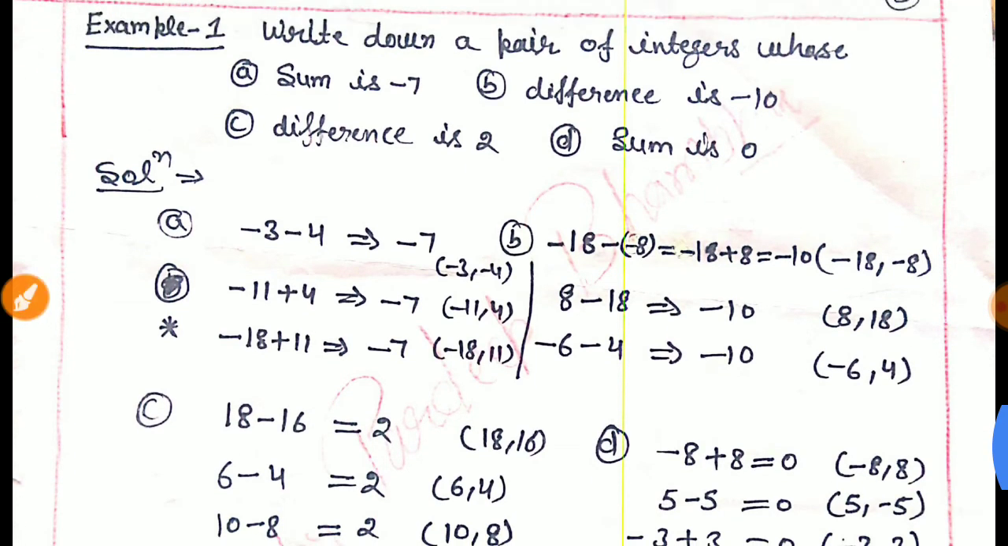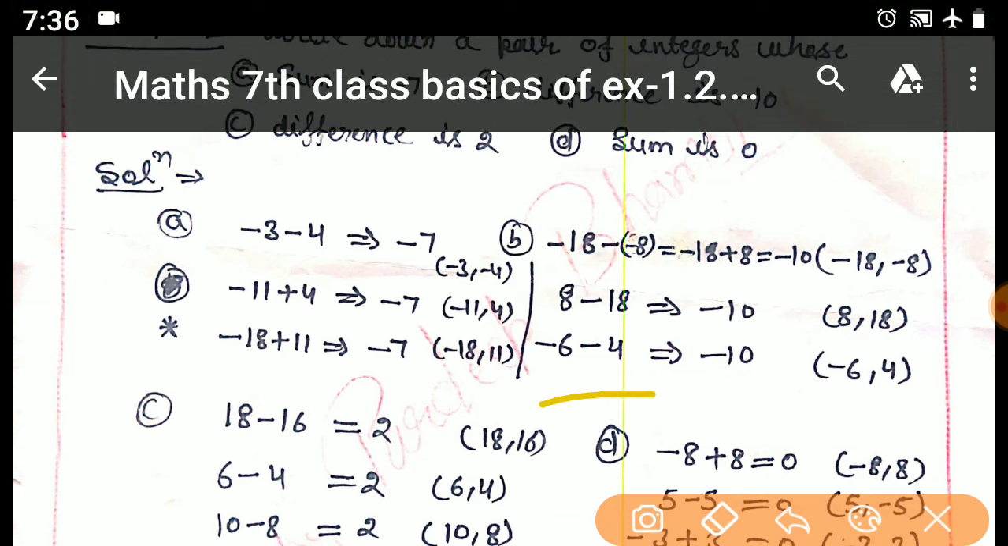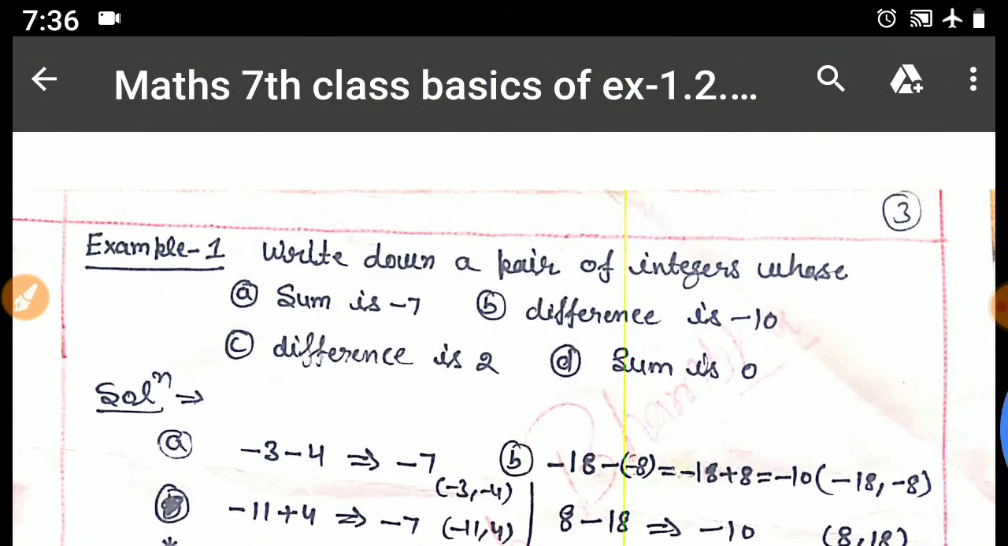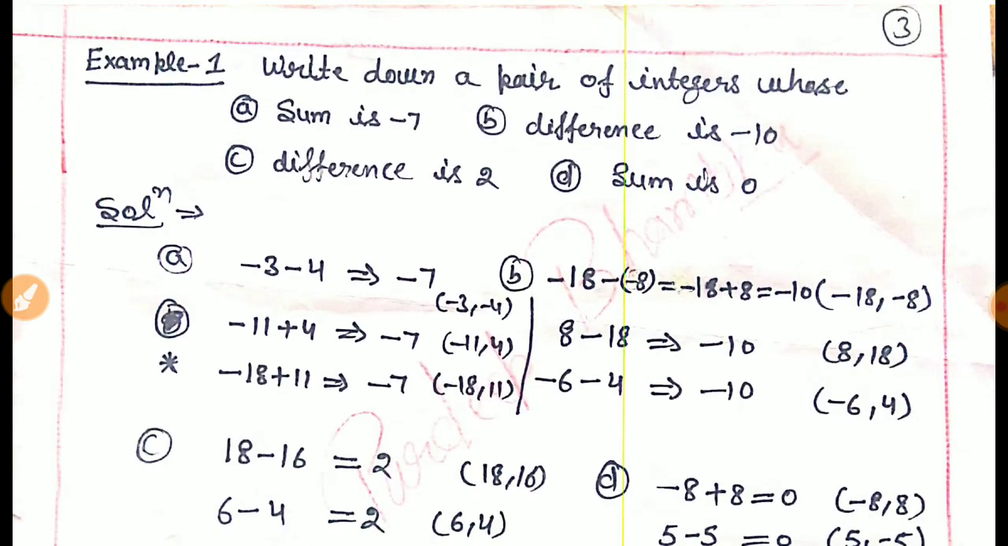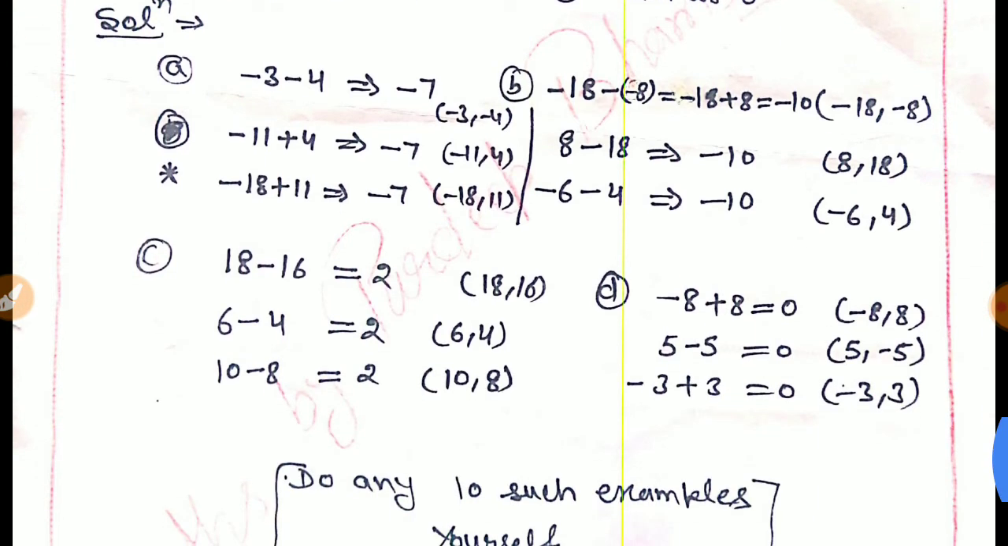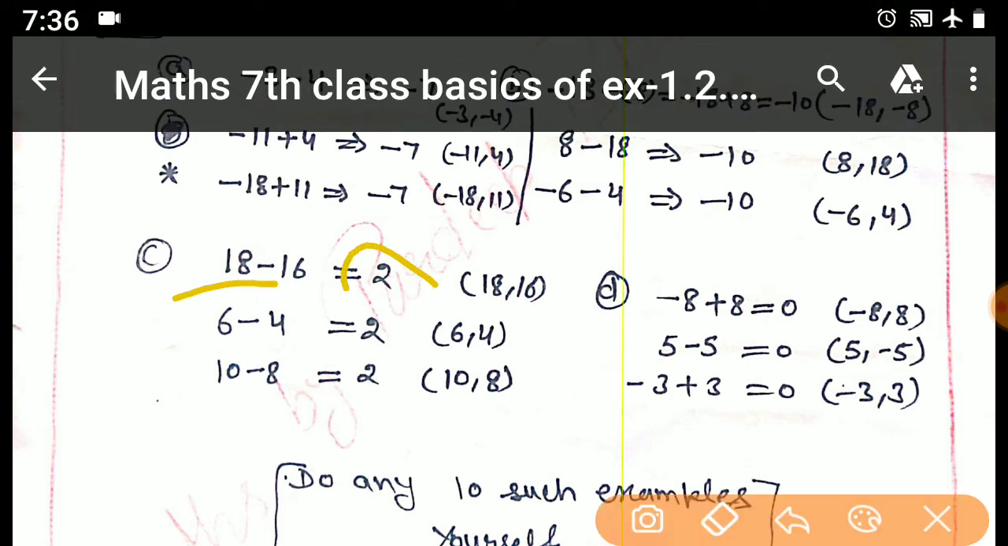Okay, next one is minus 6 minus 4, it will give us minus 10, and the pair is minus 6 and 4. Okay, because here we can't take minus 4 because we are subtracting. Okay, understood? Then next one is, the difference is 2. Now we have to write two numbers whose difference is 2. That may be any numbers, but the difference must be 2. Okay, 18 minus 16 is 2, 6 minus 4 is 2, 10 minus 8 is 2, and these are the pairs.